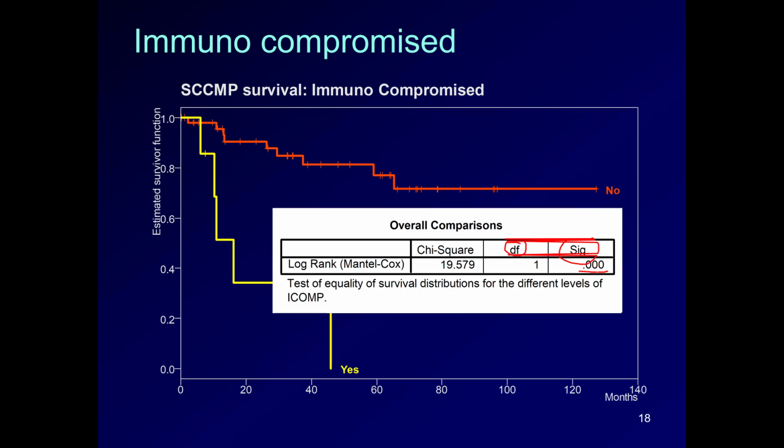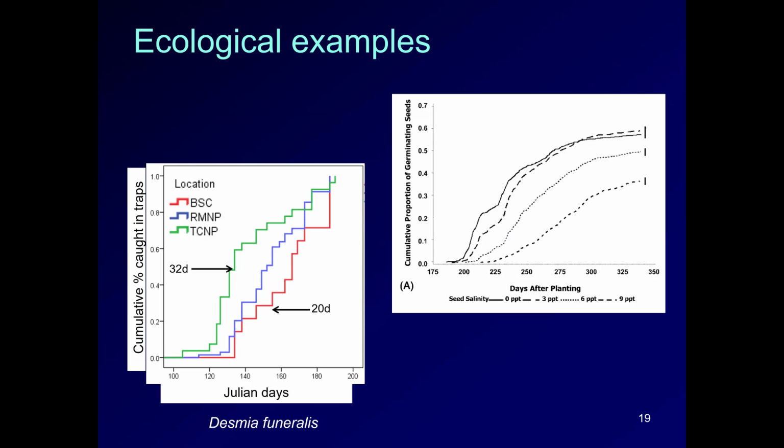Here are a couple of ecological examples. So instead of counting off individuals who have died, we can look at the accumulation of individuals. So this is the accumulation of individuals caught in a moth trap. This is a species of moth known as Desmia funeralis. And we're looking at 3 different sites. You can see that they get captured at a faster rate in this location, a kind of intermediate rate in this location, and the slowest rate in this location.